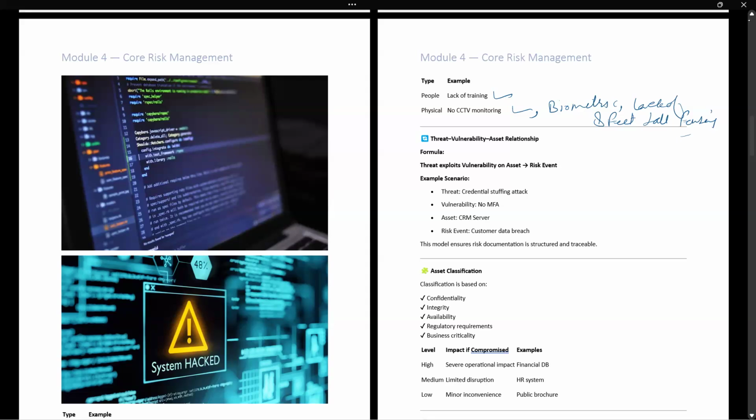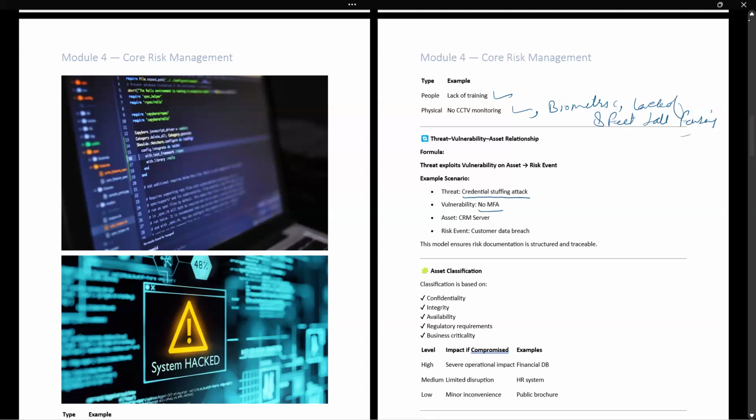Now let's talk about the relationship between threat, vulnerability, and asset. Okay, so the threat is like a credential stuffing attack. This is a kind of attack. The vulnerability is no multi-factor authentication, meaning you do not have second factor authentication or third factor authentication. The asset is a CRM server. This is an example, right? The risk event is a customer data breach.